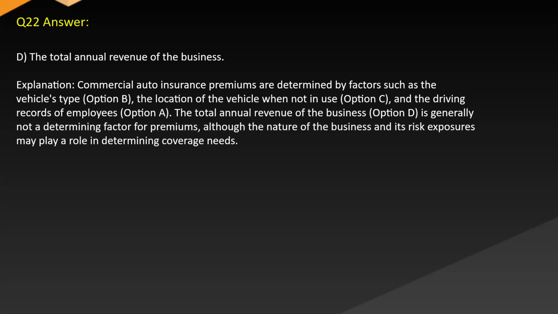Explanation: commercial auto insurance premiums are determined by factors such as the vehicle's type, Option B, the location of the vehicle when not in use, Option C, and the driving records of employees, Option A. The total annual revenue of the business, Option D, is generally not a determining factor for premiums, although the nature of the business and its risk exposures may play a role in determining coverage needs.